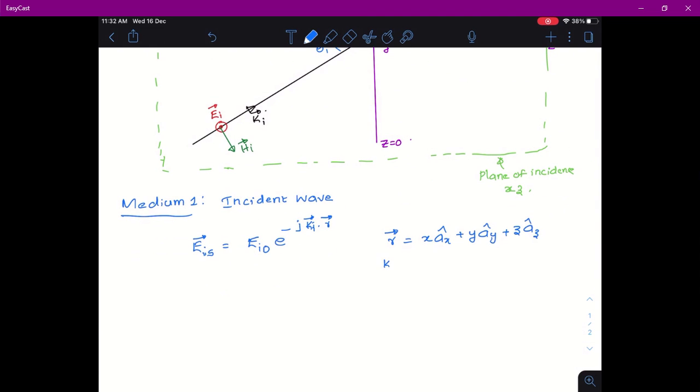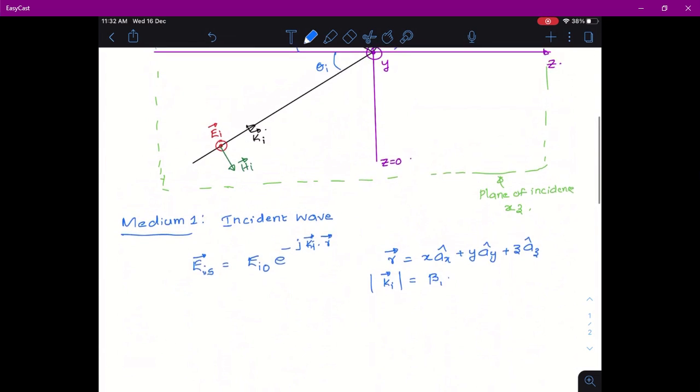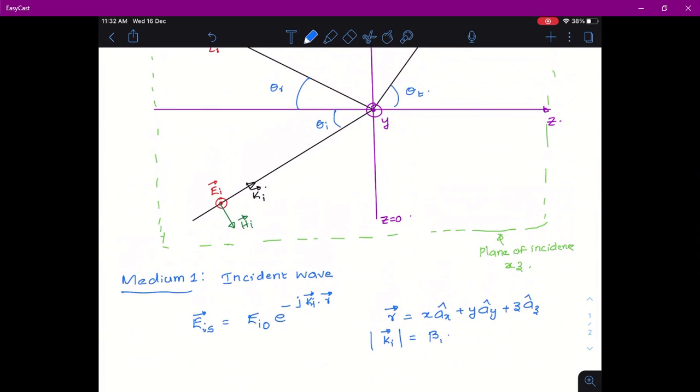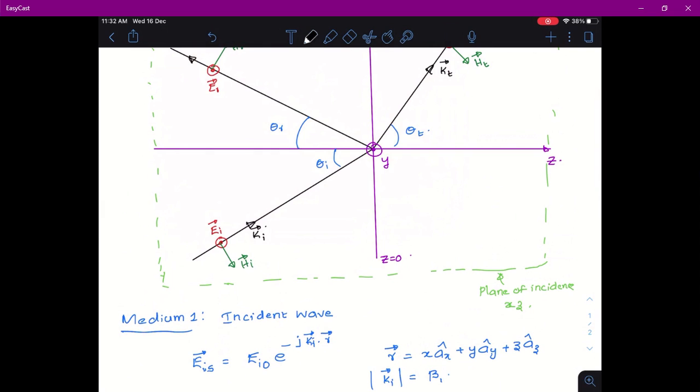and Ki has the magnitude equal to beta 1, because it is in the first medium whose beta value is beta 1. But Ki is at an oblique angle, it is not parallel to x, y or z. So, we need to resolve the Ki into parallel components along each of the axes. So, let us do how we can do that. So, Ki is something like this. I can draw the two perpendicular components as one parallel to the z axis and one parallel to the x axis. So, this is Ki, this is Ki z, and this is Ki x.